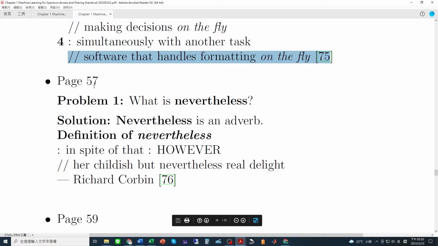Page 57, problem 1. What is nevertheless? Solution. Nevertheless is an adverb. Definition of nevertheless: in spite of that, however. For example, "her childish but nevertheless real delight," Richard Corbin. So in one word, nevertheless means however.